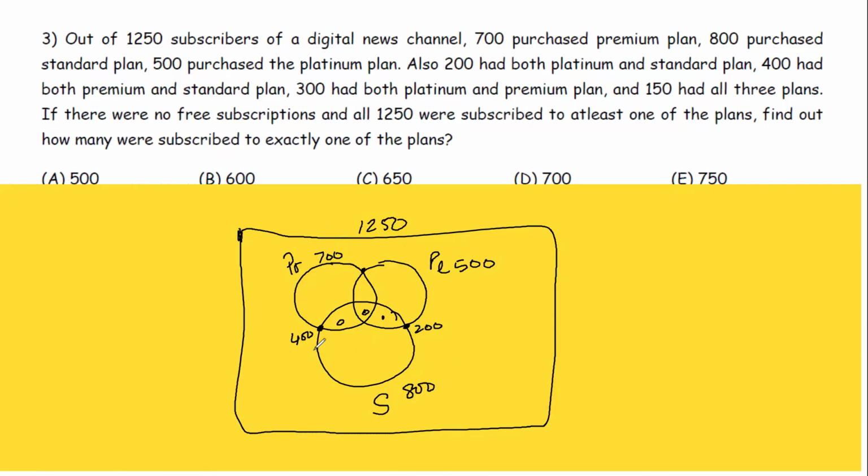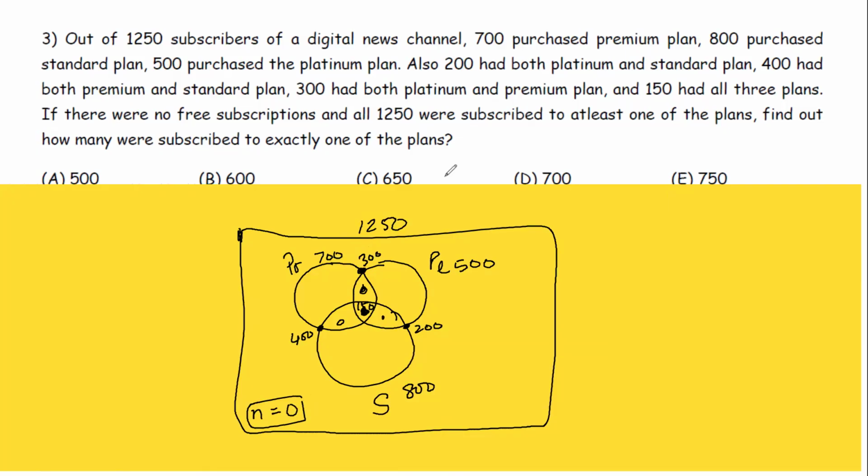Okay. 300 had both platinum and premium plan. So this is 300. This region and this region together is 300. And 150 had all three plans. So the middle region is 150. So if there were no free subscriptions, so N is 0. No free subscriptions, and all 1250 were subscribed to at least one of the plans.